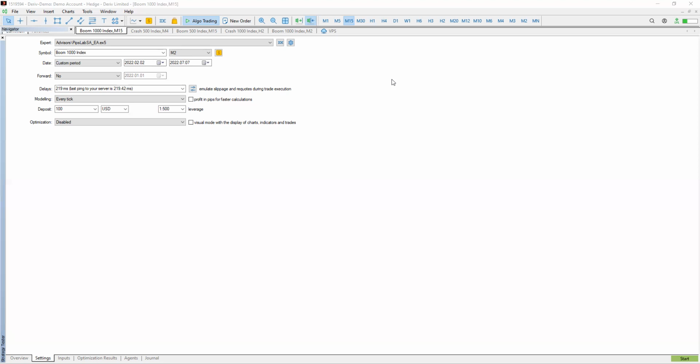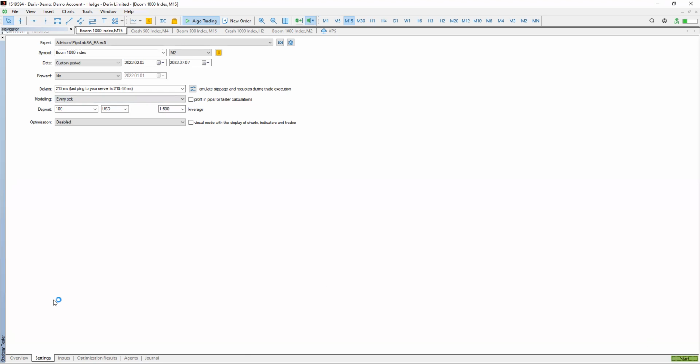I'm going to start off with the Boom 1000. As you can see here are the inputs I put, and this is the EA. The several pairs that we can test are there. I selected Boom 1000, and the chart I'll be using is M2. The amount I'm going to use is 100, the leverage is 1:500, and I've already sorted out the inputs. Everything's perfect there, so we're going to start with our backtest.